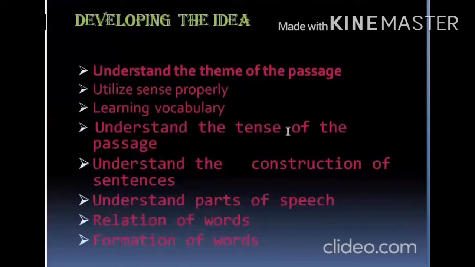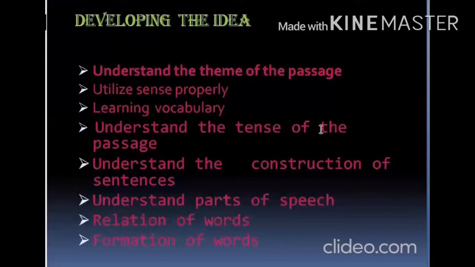Next, understand the tense of the passage. It is another most important item to understand the tense of the passage. Sometimes the passage is written in the past tense, sometimes in the present tense, and sometimes in a mixed version of tense: present, past, future. So it is very important to understand the tense of the passage.